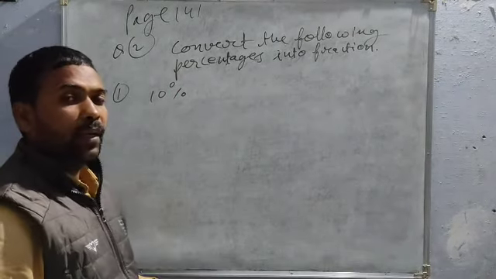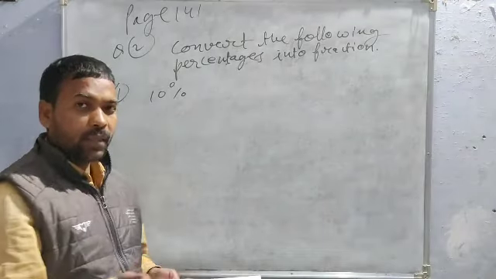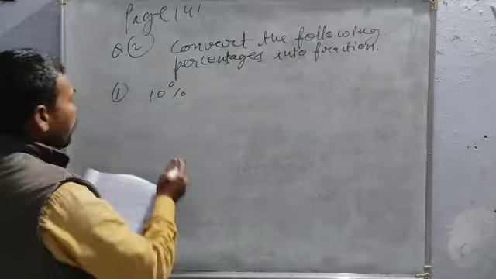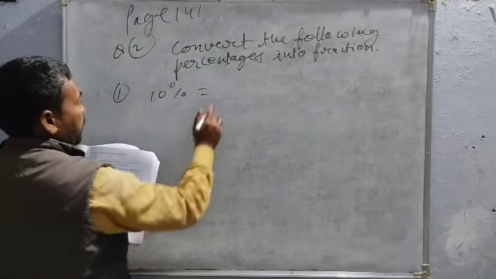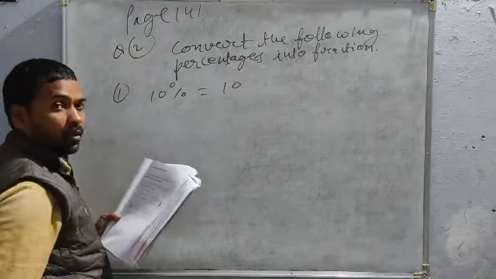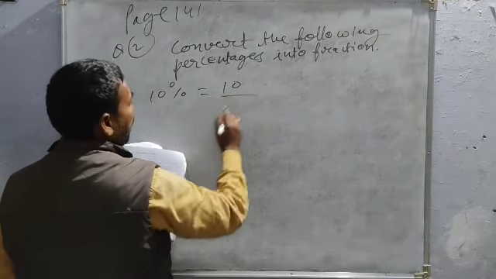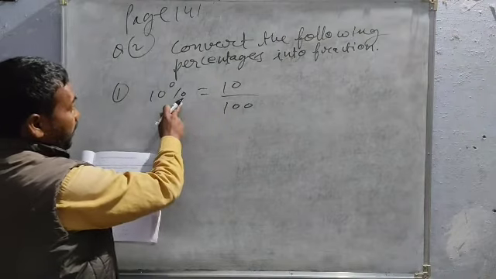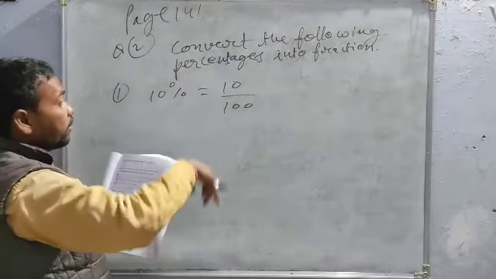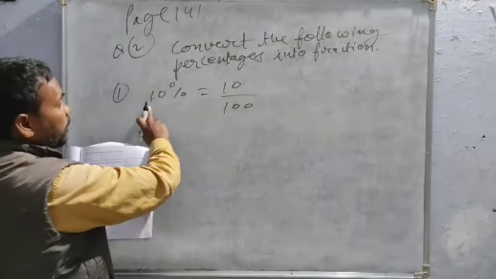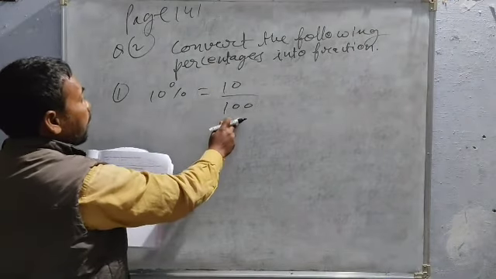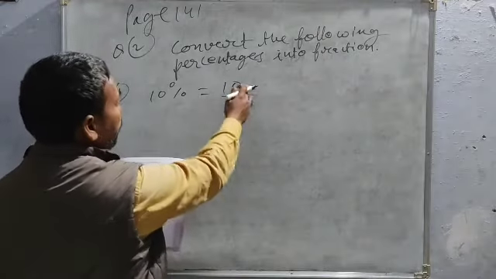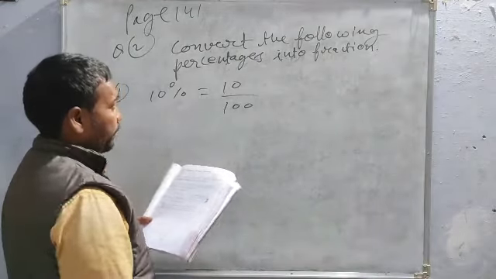So I had explained that a percentage is a fraction whose denominator should be 100. So you can replace the percentage symbol and the given number you have to write as a numerator, and denominator should be 100. That is percentage means multiplied by 1 by 100. Or simply you can write 10% means 10 by 100. 10% means 10 out of 100. You know already. You can reduce this into lowest term.